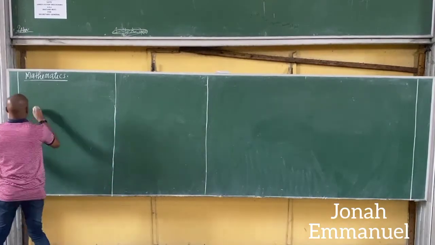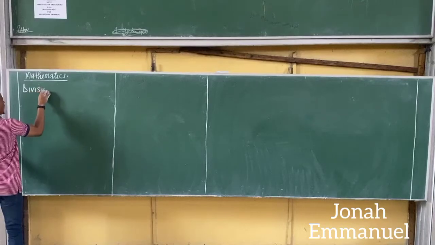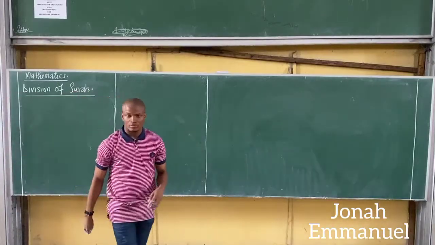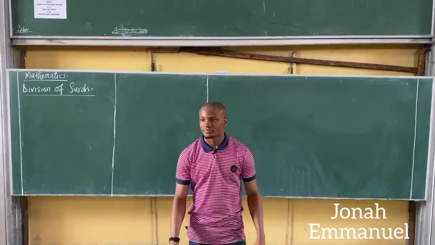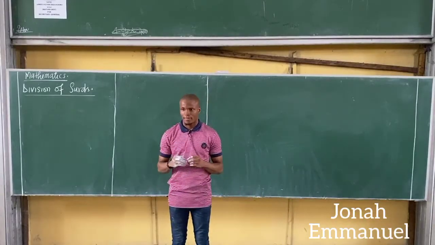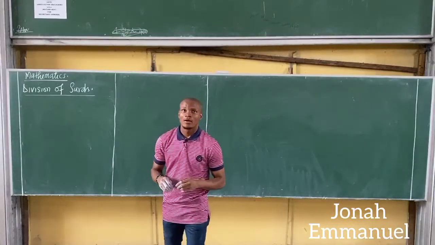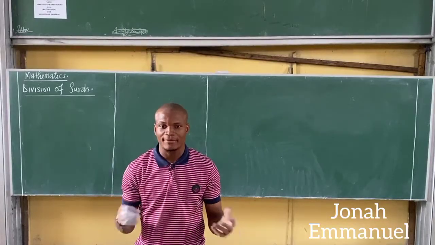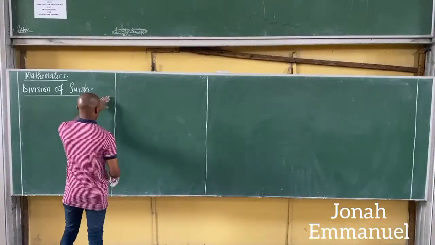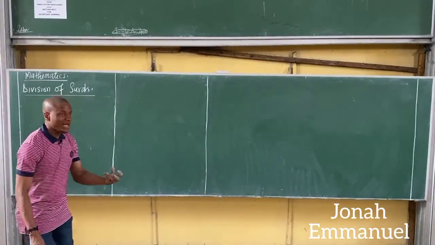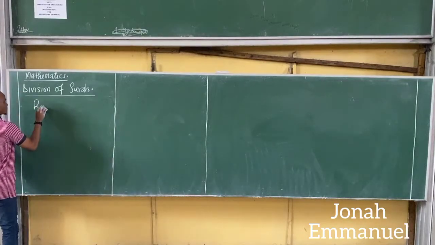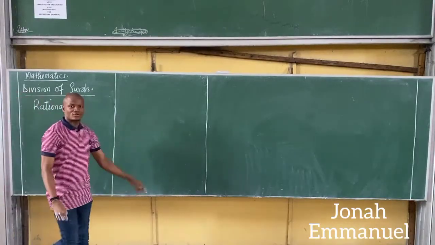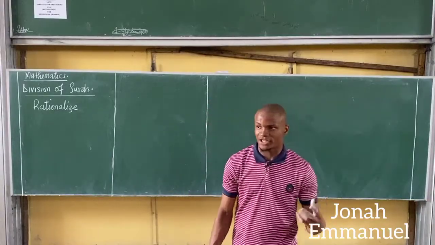Next, division of surds. When two surds are divided, write down: when two surds are divided, simply rationalize. Rationalize on the board.